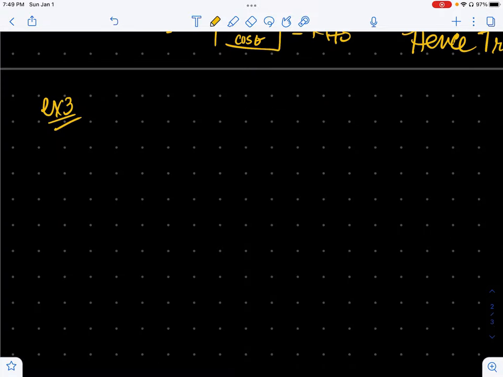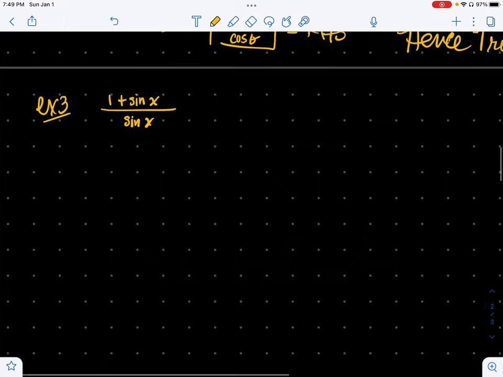Let's see, what do I have next? Here's another interesting one. Just from example 1 to example 3, we accomplish a lot. 1 plus sine of x. This one's using x. It doesn't matter, alpha, beta, gamma, x, theta, fancy stuff. X is an input.